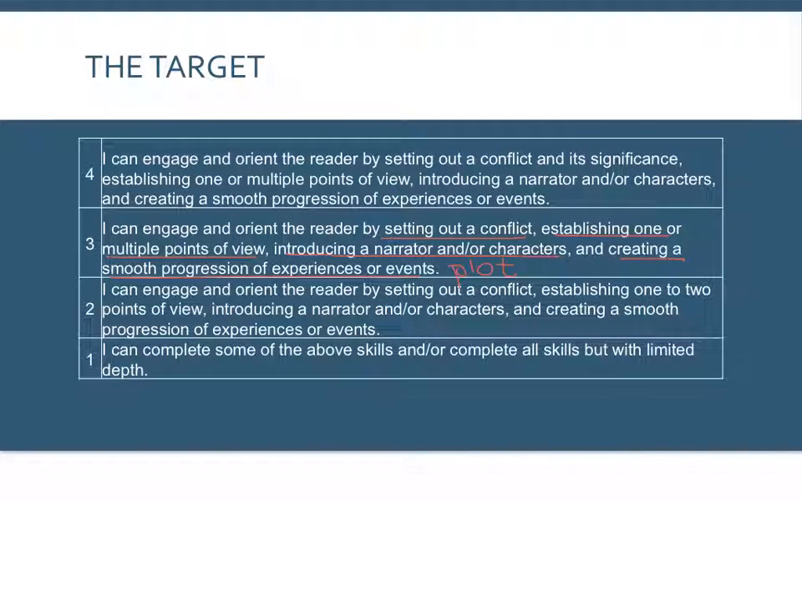At the 4 level, the addition is that your conflict has some significance to it, and that is clear to the reader through how you structure your story. At the 2 level, we're really talking about a difference in the point of view. Although it's not a fault if you only have one point of view in your 3 level, it would be ideal to see several. And at the 1 level, you can complete some of the skills above, or you can complete all skills but with limited depth.